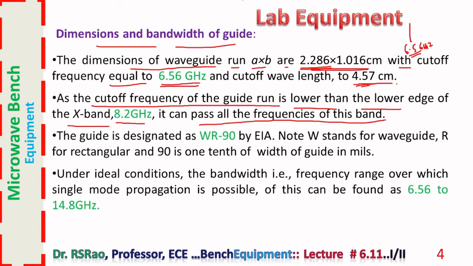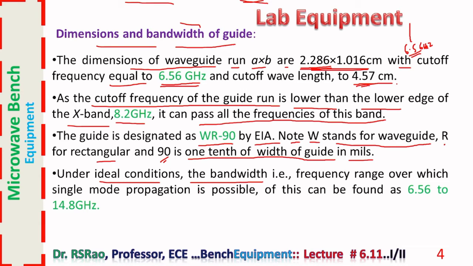The guide used in the bench setup is designated as WR90 by EIA. EIA stands for Electronics Industry Association. Note, W stands for waveguide, R stands for rectangular. 90 is 1/10 of the width of the guide in mils. Under ideal conditions, the bandwidth, the frequency range over which single mode propagation is possible, can be found as 6.56 to 14.8 GHz.